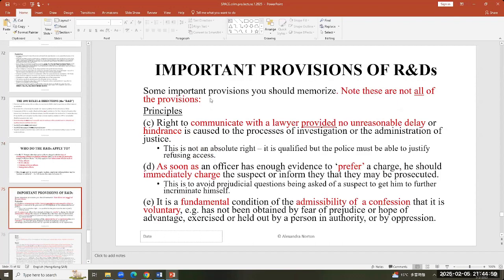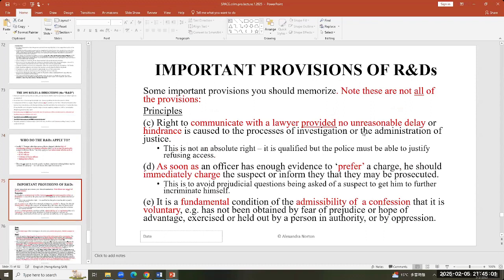So, important provisions: the right to communicate with a lawyer, but it's not absolute, it's a qualified right. As soon as there's enough evidence to prefer a charge, the police must immediately charge the person. The reason for that provision is so that they don't continue to ask prejudicial questions of the suspect when they should charge them, so that it's a protection for the suspect.